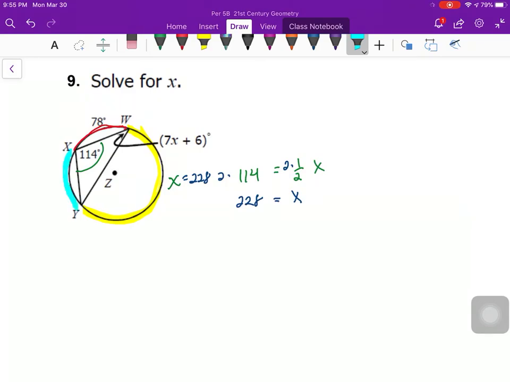And what that allows me to find then is this arc over here, the arc that's associated with the inscribed angle that we're talking about with the X. To find that blue arc I'll just call Y. I know that the Y plus the 78 plus the 228 equals my full circle. So the y will be equal to 54.